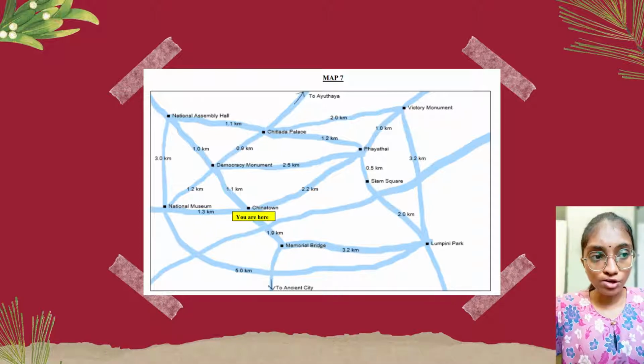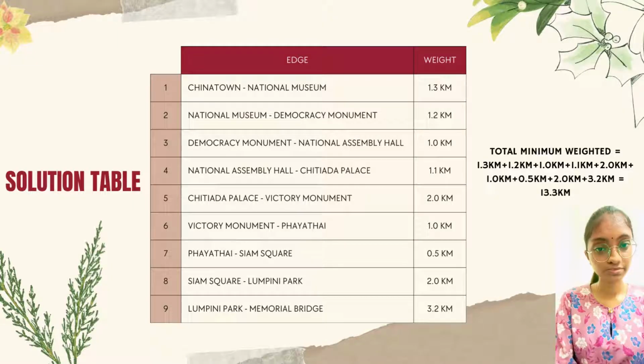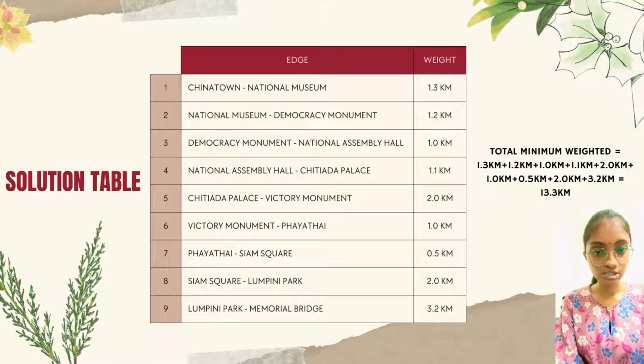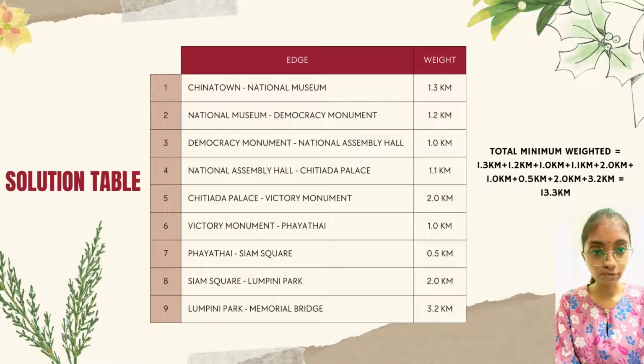The Victory Monument has 3 routes. It is Chitralada Palace, Phaya Thai, and Lumpini Park. Lumpini Park has 2 routes, which are Victory Monument and Memorial Bridge. As I mentioned before, Chinatown is the main vertex in this map. So the weight from Chinatown to National Museum is 1.3 km. National Museum to Democracy Monument is 1.2 km.